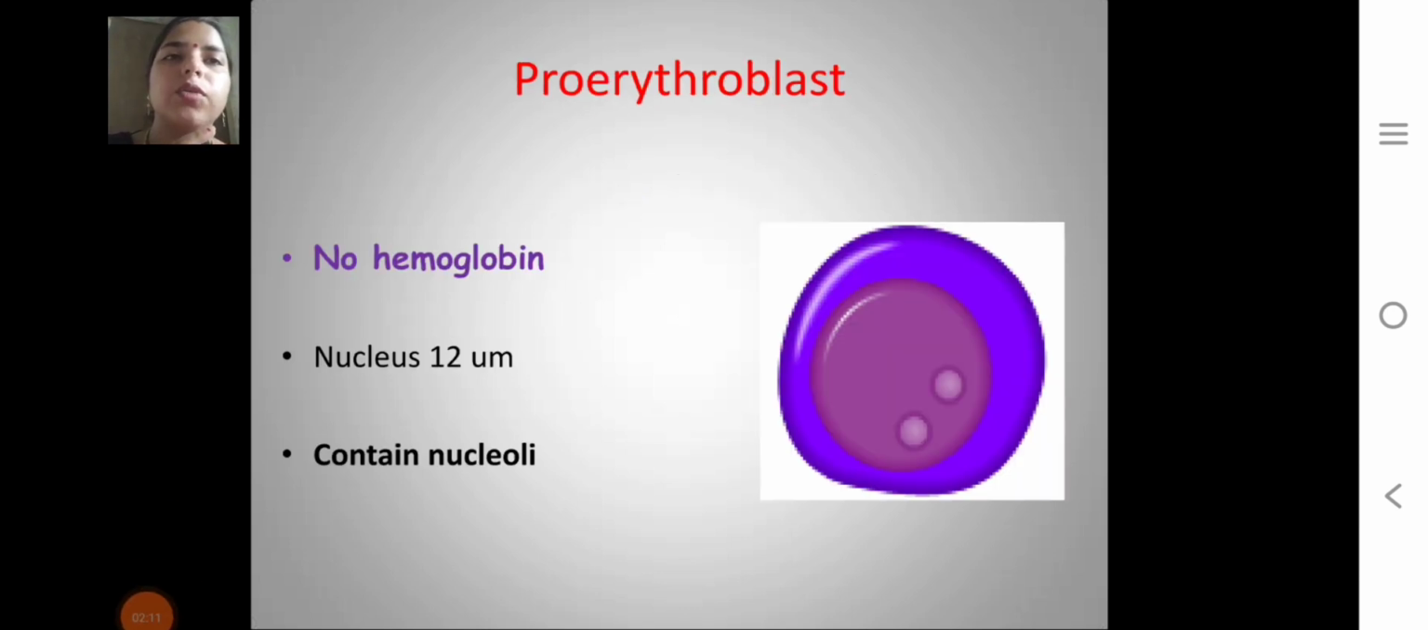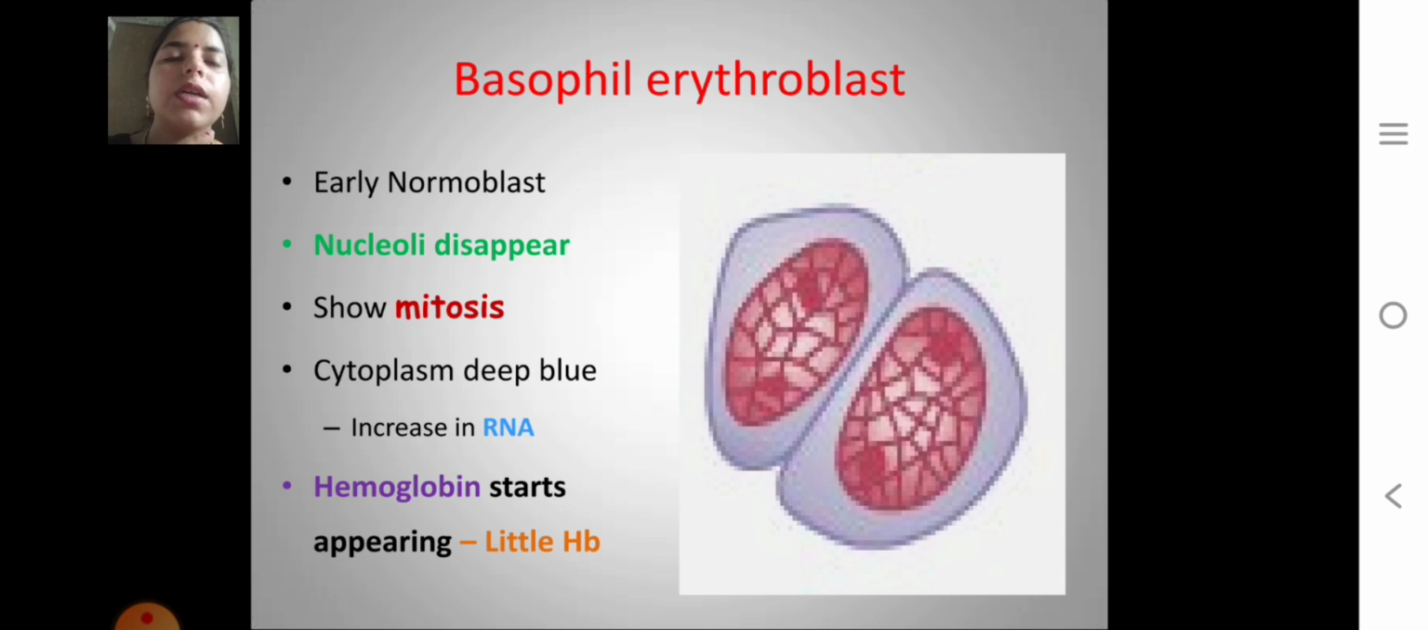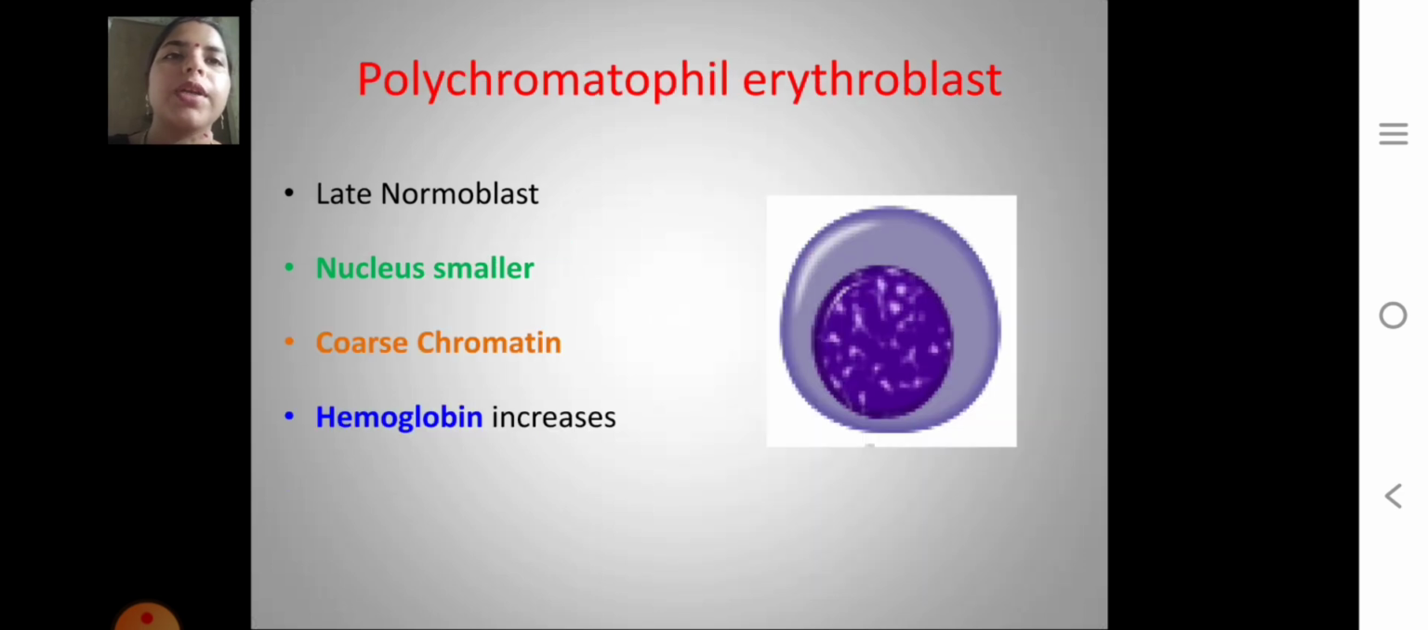Proerythroblast: there is no hemoglobin, the nucleus is 12 micrometer only and contains nucleoli. The next phase is the basophil erythroblast, the early normoblast. Nucleoli disappear and it shows mitosis, the cytoplasm is deep blue, there is an increase in RNA, and hemoglobin starts appearing, a little Hb.